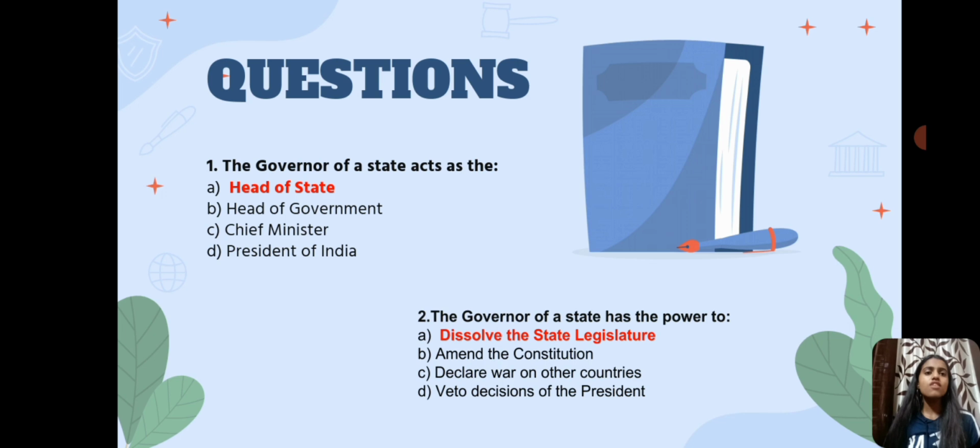The governor of a state acts as A. the head of the state, B. the head of the government, C. the chief minister, D. the president of India. Of course, the governor cannot act as a president or the chief minister, hence he acts as the head of the state. The right answer is A, head of the state. The governor of the state has the power to dissolve the state legislature.